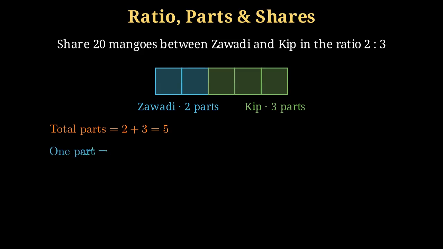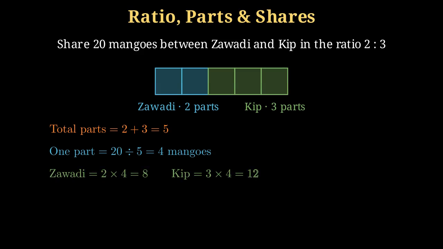Step 2, divide the quantity by the total parts. 20 divided by 5, each part is worth 4 mangoes. Step 3, give each person their parts. Zawadi, 2 parts of 4, 8 mangoes. Kip, 3 parts of 4, 12. And check, 8 plus 12 is 20.